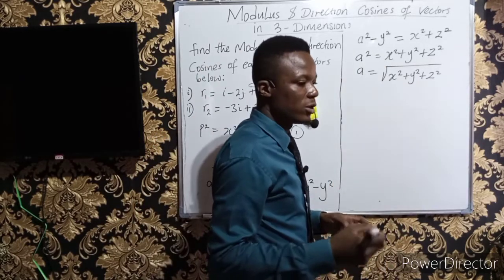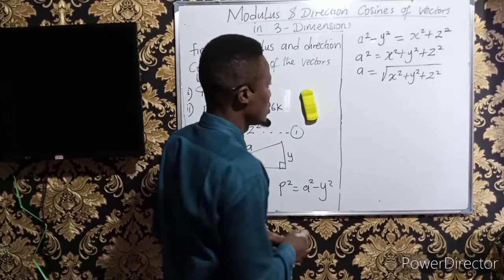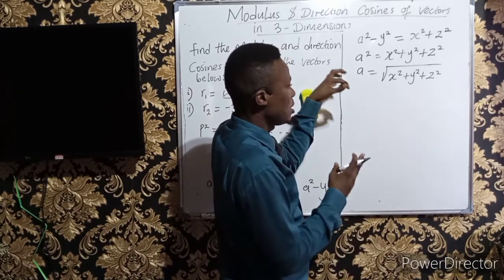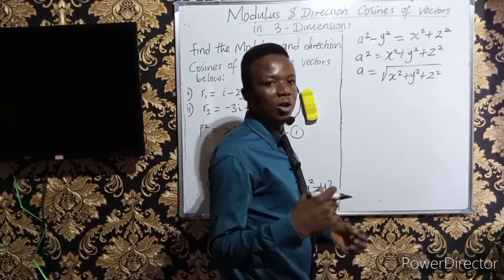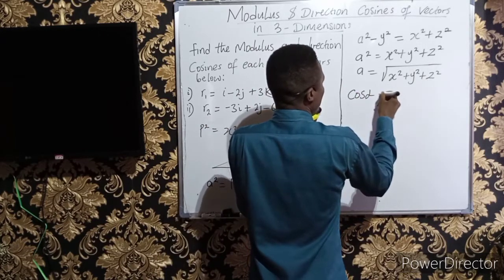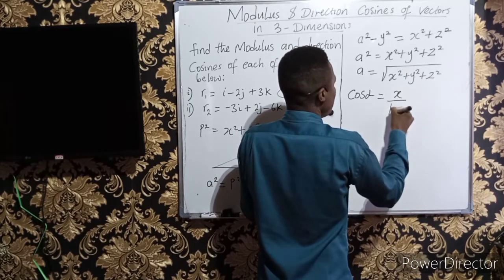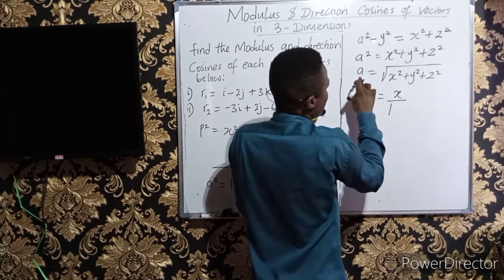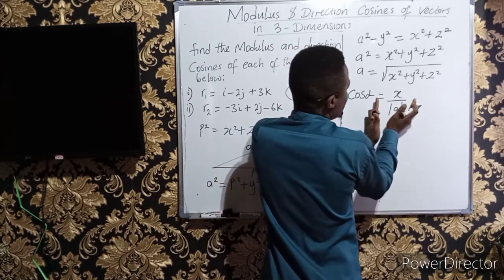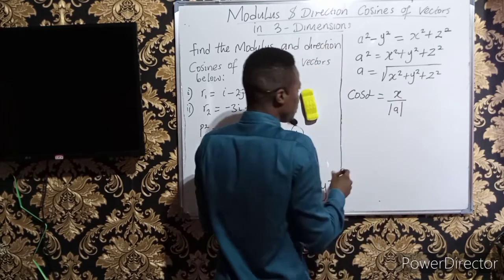If you followed my videos on the 2-dimensional vectors, you understand what I meant by direction cosines, where we have cos alpha and cos beta only. But because this is in 3 dimensions, we shall have cos alpha, cos beta, and cos gamma. So cos alpha will be, let's say, x over the modulus of the given vector. Now we are talking about vector A, so it will be modulus of vector A. So this is the value. Remember, this modulus of A is the same as this.